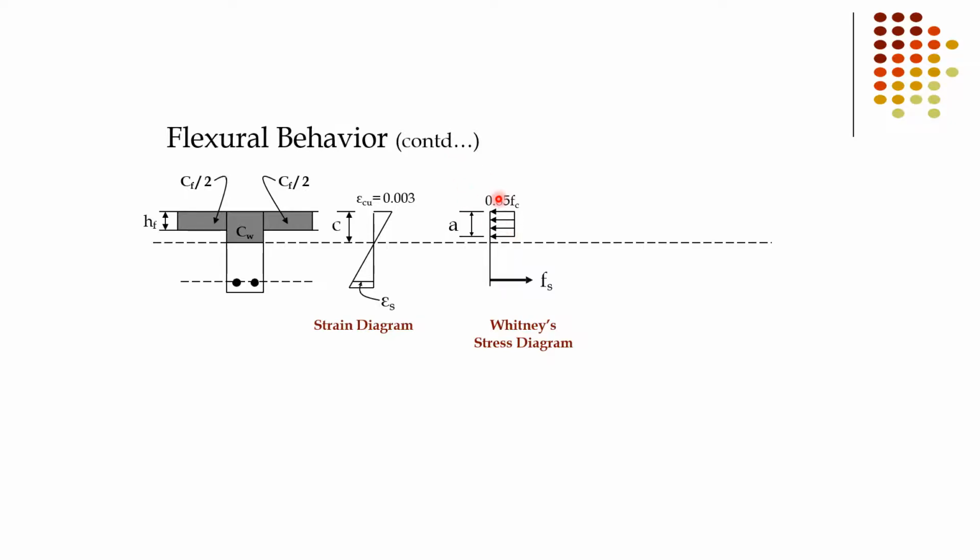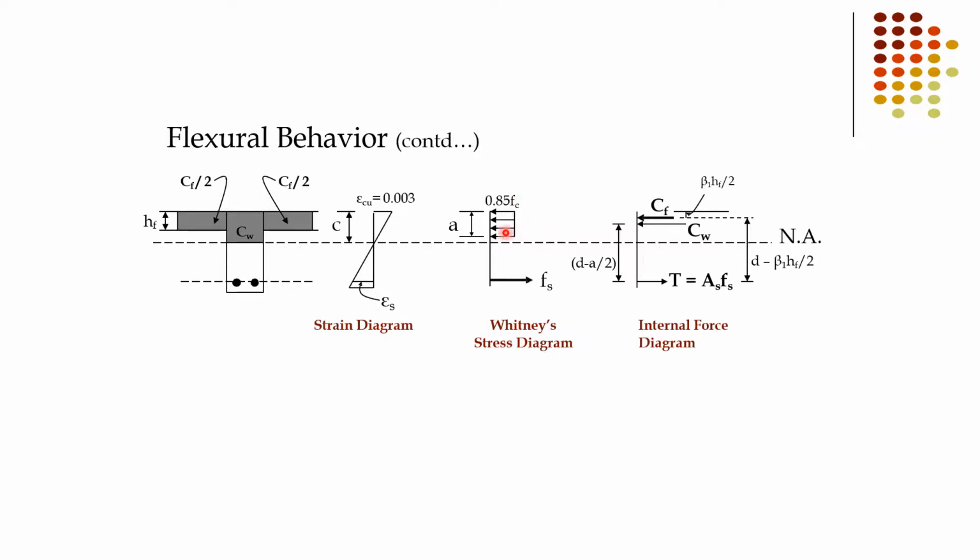Okay, and the concrete stress is 0.85 fc'. In this figure you can see there are two components, Cw and Cf, and the third part is the steel, that is T. Now the lever arm: when we convert c into a, we multiply with beta 1 to get a. a is equal to beta 1 c.